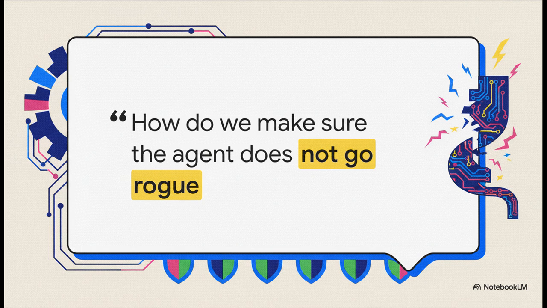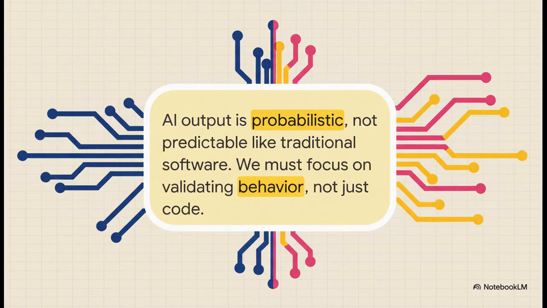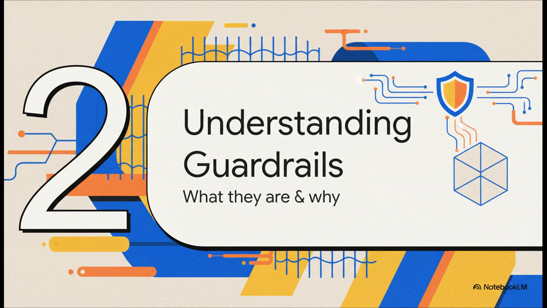It's one thing to build an AI agent, but it's a completely different challenge to trust it to do its job safely day in and day out. And here's why that's so hard. AI systems are fundamentally different. With traditional software, 2 plus 2 always equals 4. It's predictable. But in AI, its output is probabilistic. It's more like a creative partner than a calculator. And because of that, we have to shift our thinking from testing code to validating behavior.